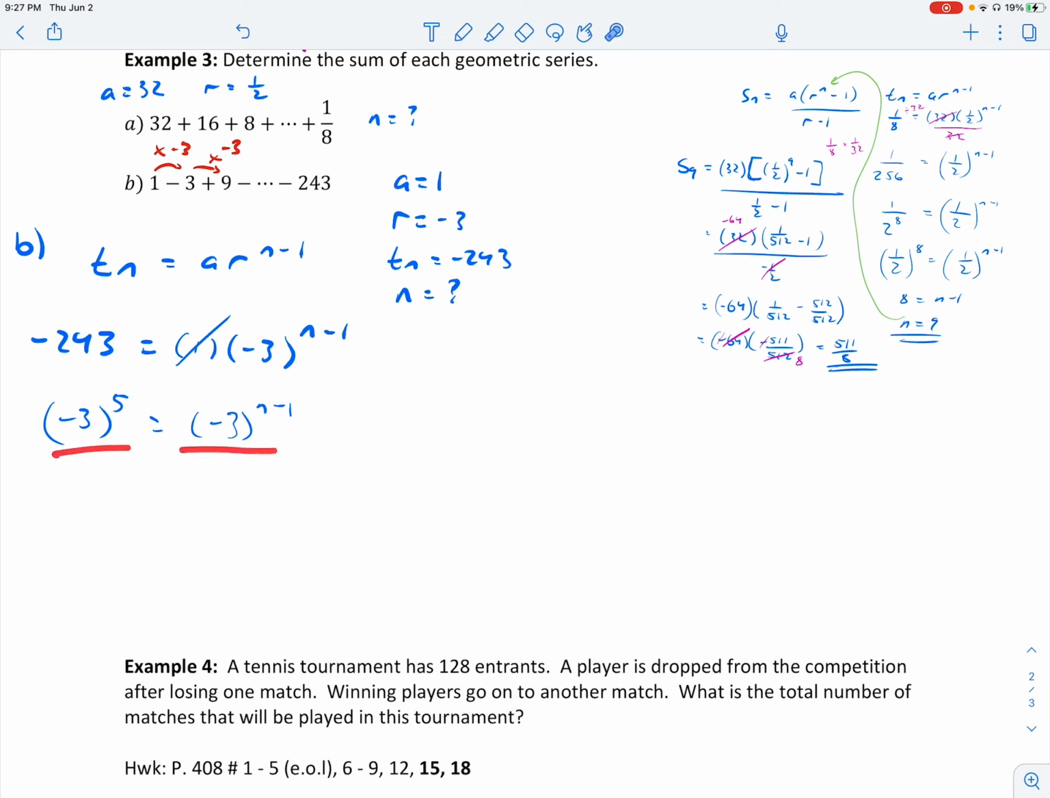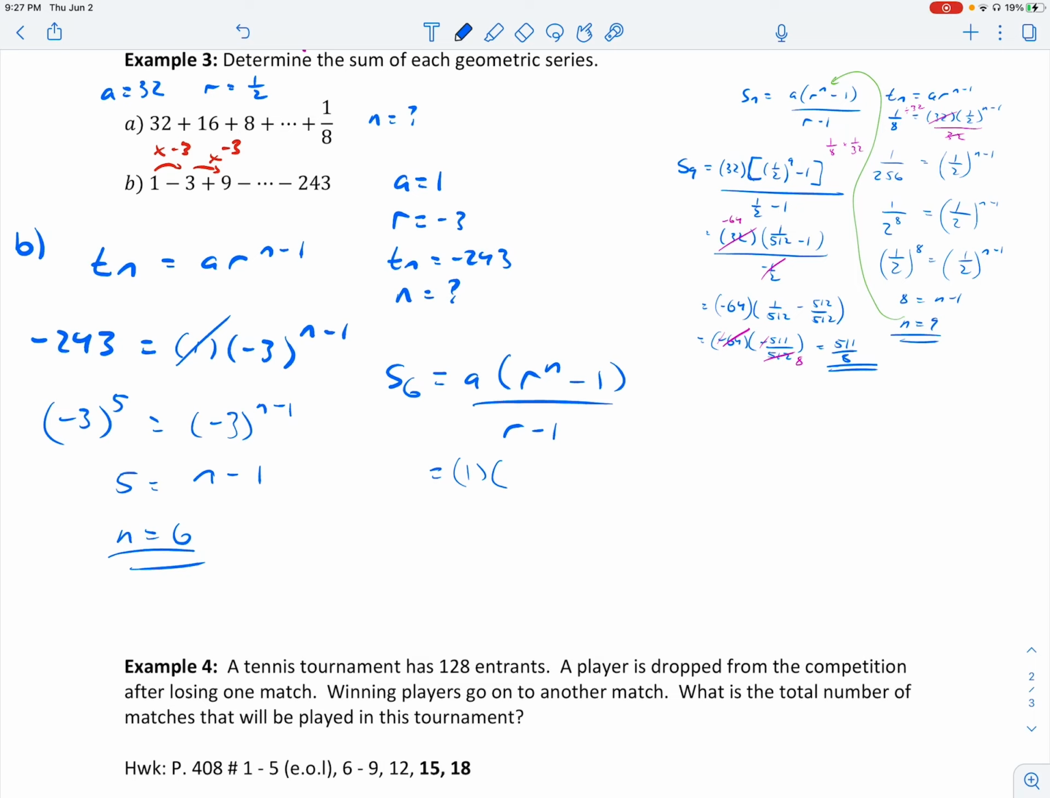So we have two powers that are equal. They both have the same base, so that means their exponents are equal. So set them equal, and then solve for n. So add 1 to both sides, n is 6. So there's 6 terms in the series, so we're going to find S6. Formula is a times r to the n minus 1 over r minus 1. First term is 1, so we don't even really need to put anything for that. The common ratio is negative 3, so negative 3 to the 6 minus 1.